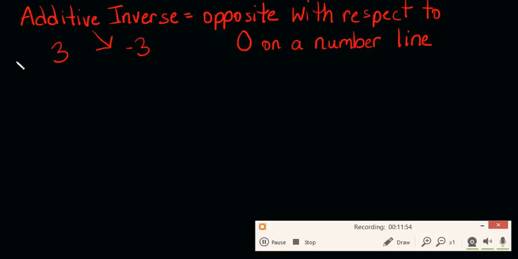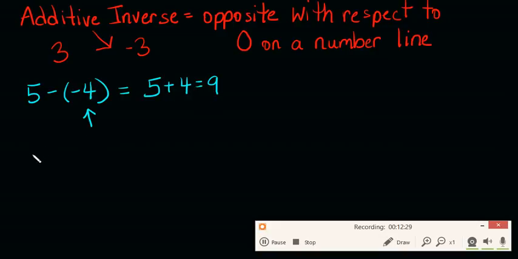If I have 5 take away -4, what I'm going to do is add the inverse of the subtrahend. -4 is the subtrahend. So if I'm going to add it, I'm going to say 5 plus, and the inverse of -4 is 4. So 5 plus 4 is 9. Hopefully that makes sense.